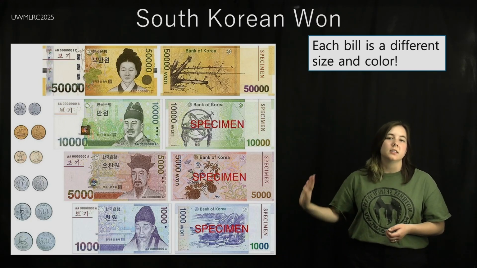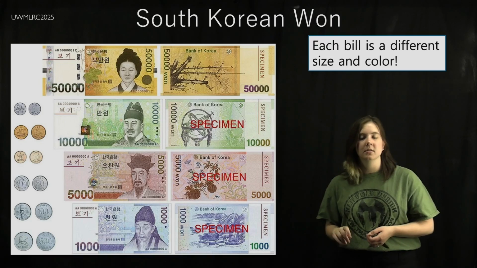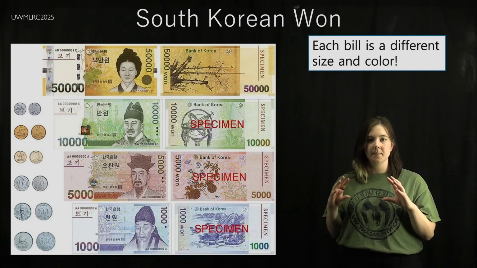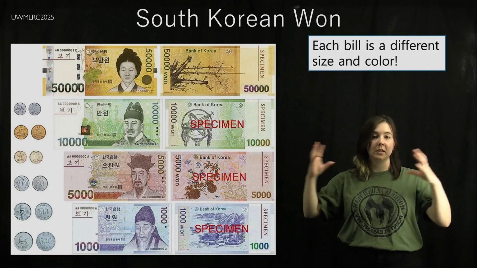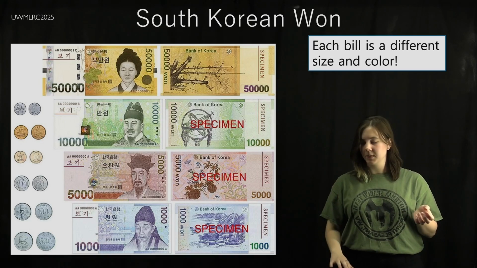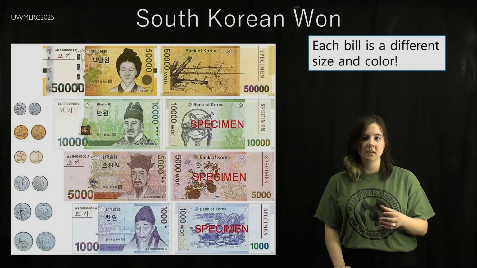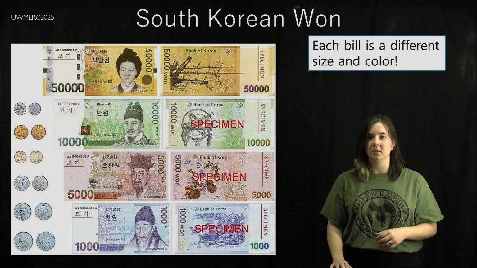Bills are different sizes and different colors. The lower value bills are going to be smaller. The larger value bills are going to be a bit larger, like physically. So each bill is a different size and different color, unlike US money. This makes determining what bills you're taking out of your pocket very, very easy because they're all different colors.